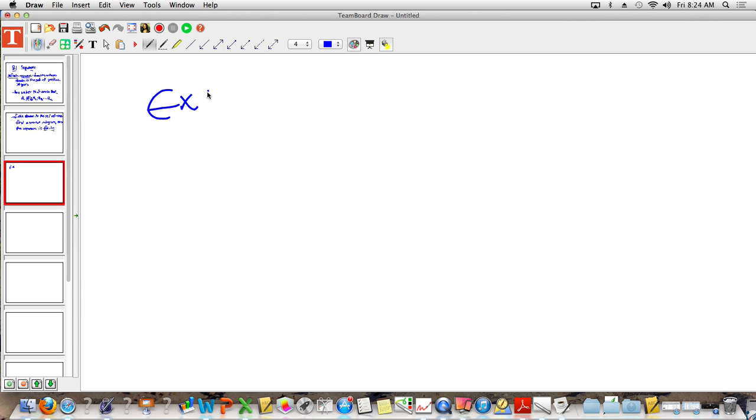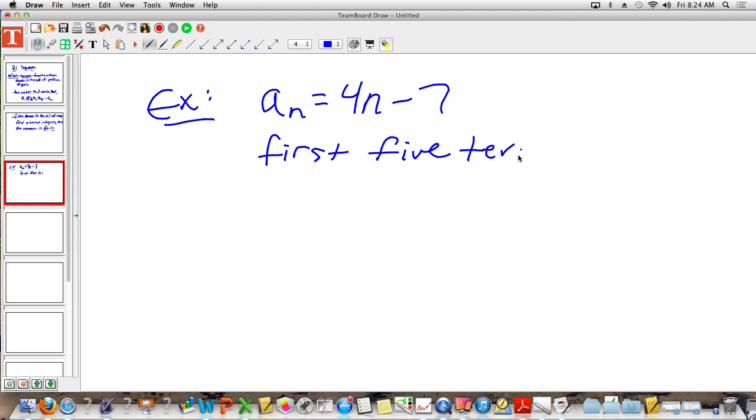An example. If you have a rule, a sub n equals 4n minus 7, and your job is to write the first 5 terms, you would write them like this. A sub 1, the first term, would be 4 times 1 minus 7. You okay with that? You just replace the n with the 1.